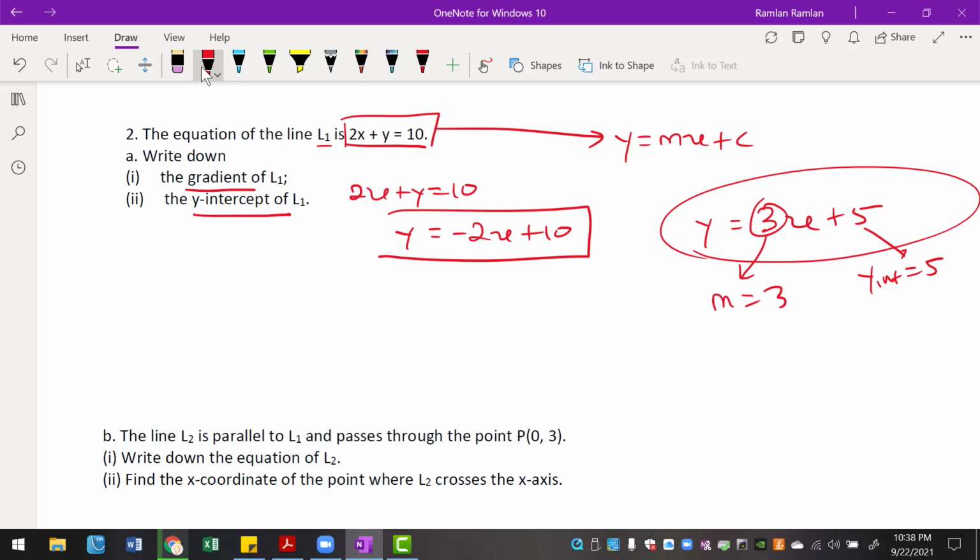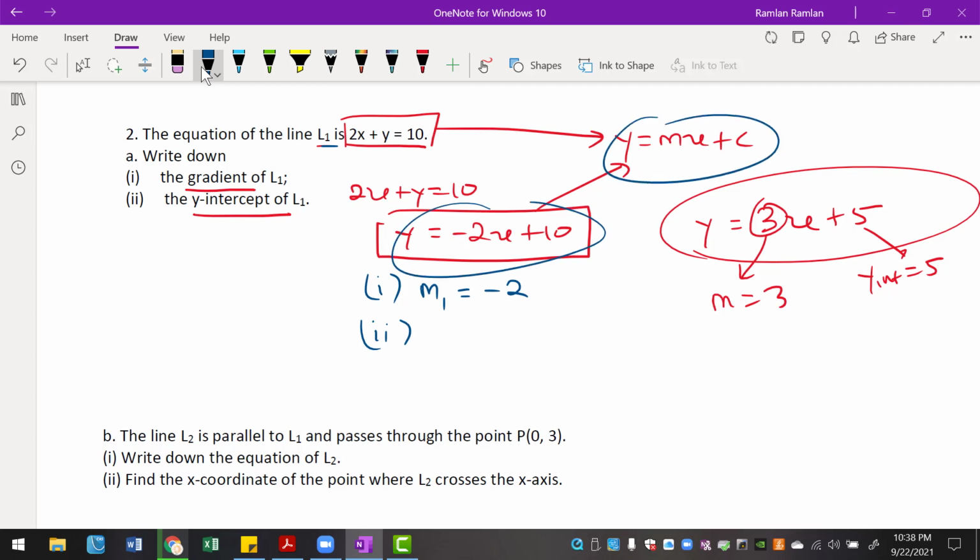This form is the same as y equals mx plus c, so we can just take the numbers straight. The gradient m1, because this is line 1, is equal to minus 2. You just take it from here because we have already made it into this form. The same with the y-intercept: this is the value of c, which we call the constant, and it is the y-intercept. So the y-intercept is equal to 10.